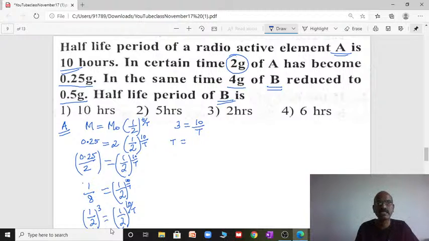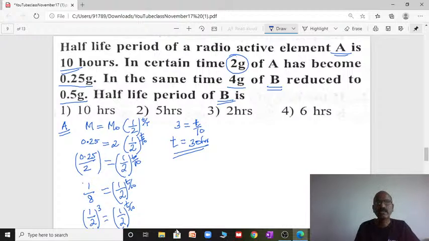How many hours do you get for T here? Here, the half-life period of the radioactive element A is 10 hours. So capital T is 10. Remember, half-life period is 10 hours. That's the meaning. It is given, so t by 10. Now small t equals 30 hours.